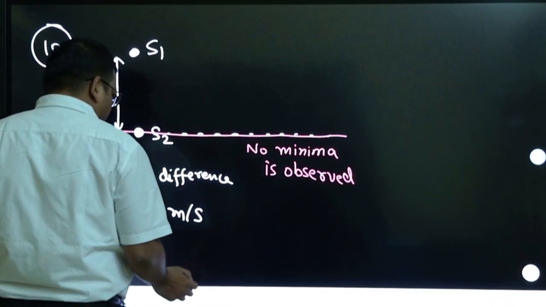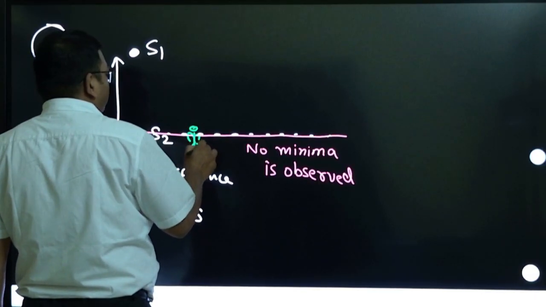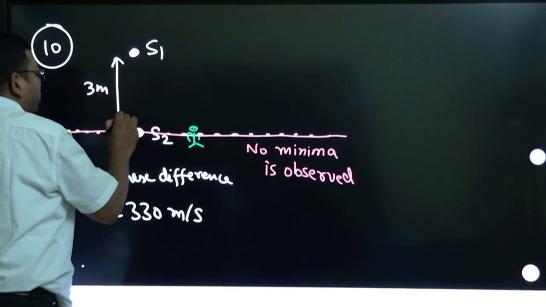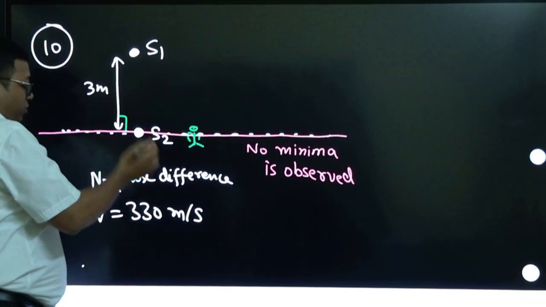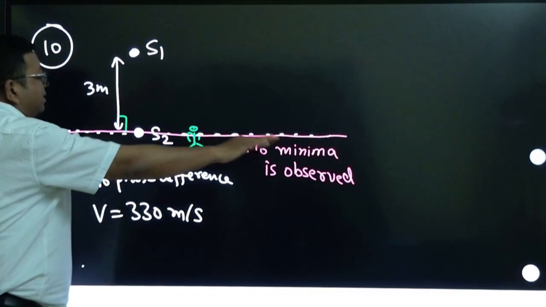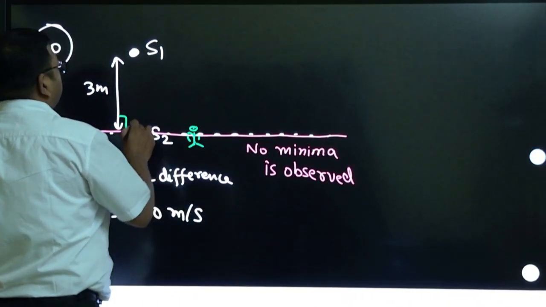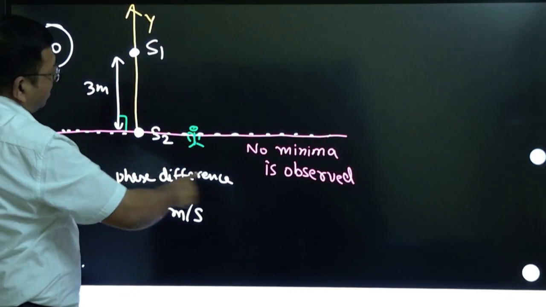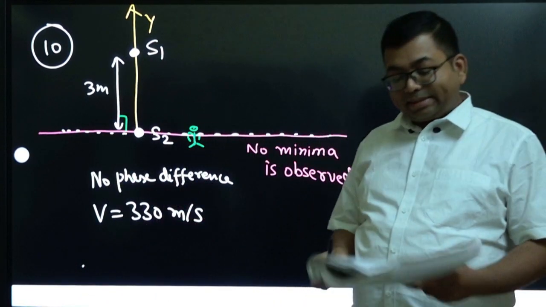That means suppose there is a person who is moving in this line. This line means it is moving. This line is of course perpendicular to that line. So if you join S1 S2, this line is perpendicular to that. This is like the x-axis and this is like the y-axis, you can take that. So this person is moving along the x-axis, he does not find any minimum intensity.